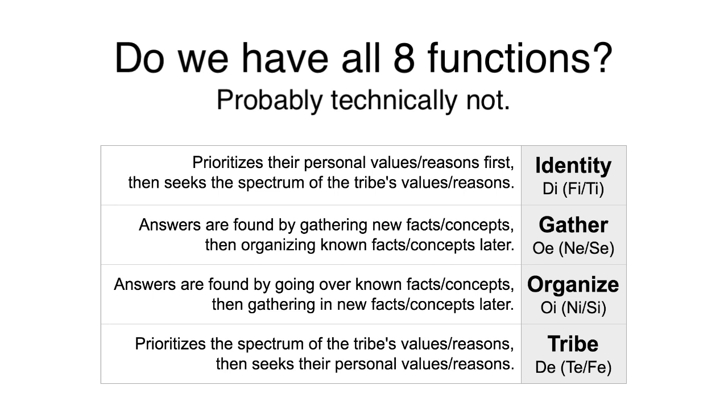So bottom line, shadow functions. Do we have all 8 functions? Probably technically not, would be my guess. Maybe we do, maybe we don't. Kind of seems like we wouldn't. It's kind of the way the theory of the wiring is going.